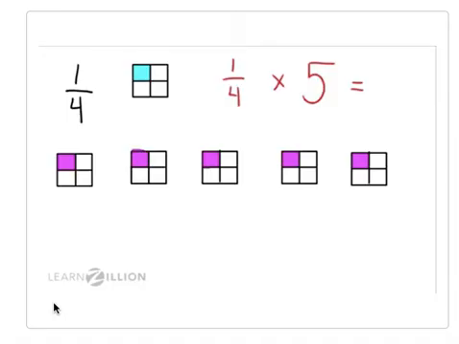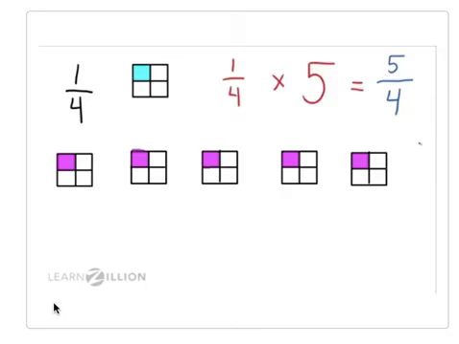Here we have a fourth times 5. So we've multiplied this visual model 5 times. 1, 2, 3, 4, 5. We have 5 1/4 pieces. So our numerator is going to be 5. You can see that our denominator is still 4 because each fraction model is split up into 4 equal pieces. So our denominator stays the same. It stays 4. That's an improper fraction.